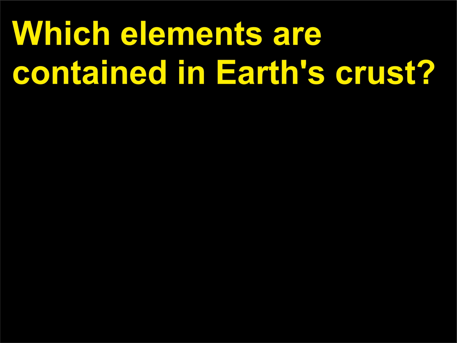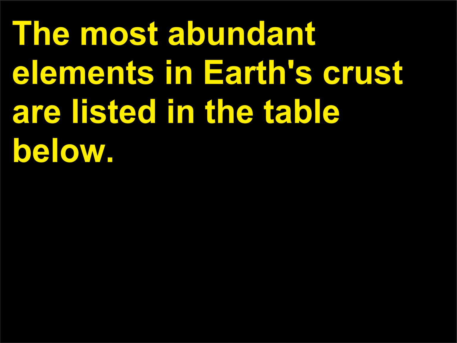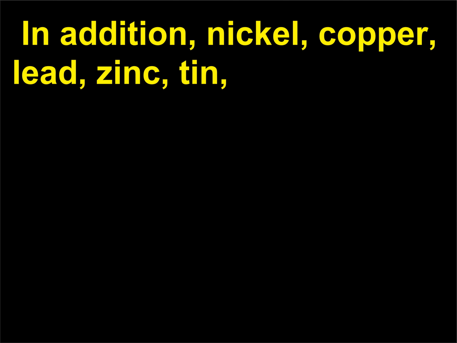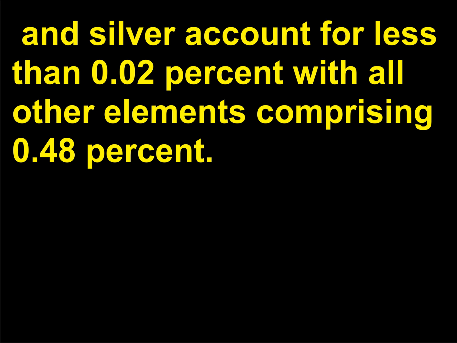Which elements are contained in Earth's crust? The most abundant elements in Earth's crust are listed in the table below. In addition, nickel, copper, lead, zinc, tin, and silver account for less than 0.02%, with all other elements comprising 0.48%.